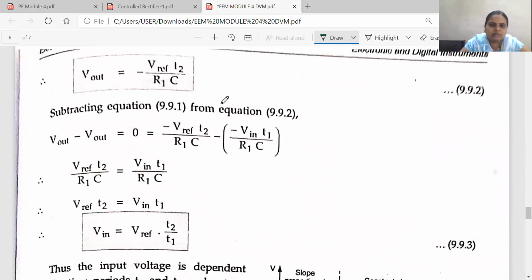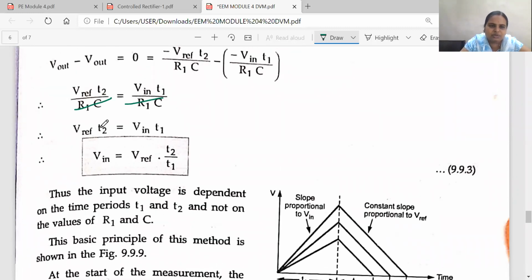Then subtracting the equations, V out minus V out is 0. That is equal to minus V reference T2 divided by R1 into C, minus of minus V in T1 divided by R1 into C. So V reference into T2 divided by R1 into C is equal to V in T1 divided by R1 into C. These two cancel, and I am left with V reference into T2 equal to V in T1.